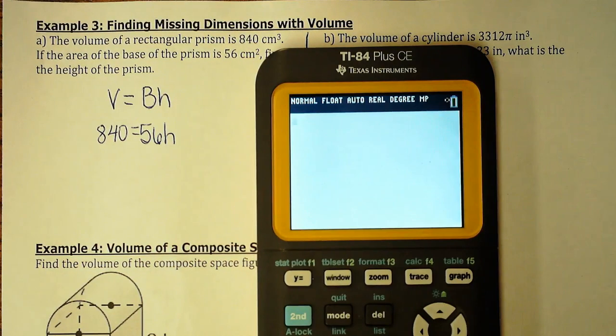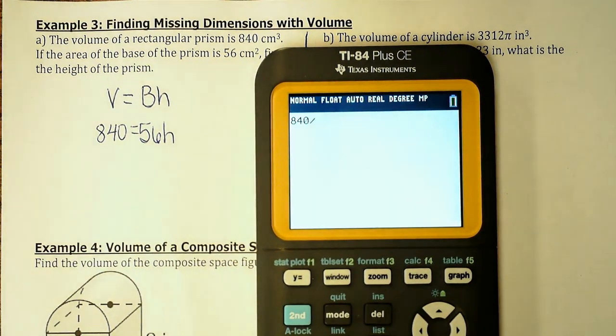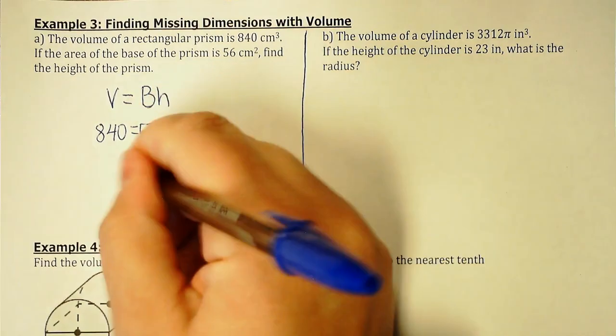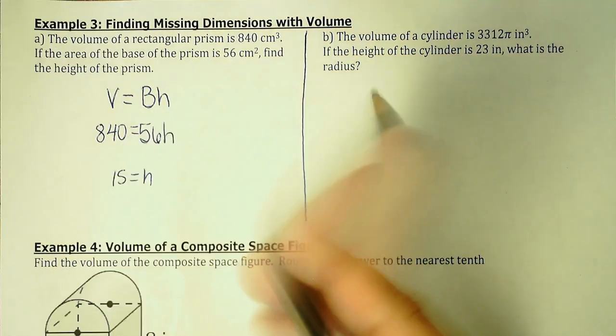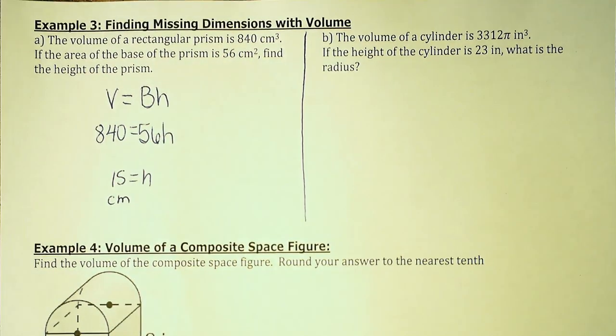So all you're going to do on your calculator is just grab 840 and divide that by 56, and so the height would be 15. And that's all you have to do. Now, in case you have to label that, a height is just a single dimension, so it would just be labeled with plain units, in this case centimeters.